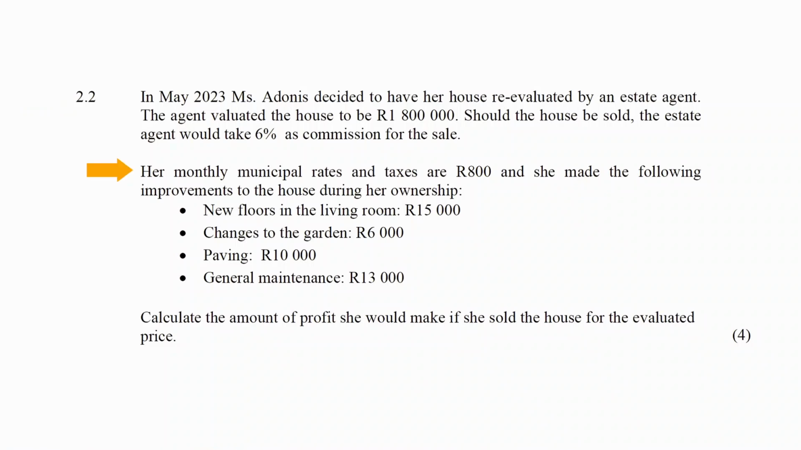Her monthly municipality rates and taxes are 800 Rand, and she made the following improvements to her house during her ownership. New floors in the living room, 15,000 Rand. Changes to her garden at 6,000 Rand. Paving, 10,000 Rand. And general maintenance, 13,000 Rand. You have to calculate the amount of profit she would make if she sold the house for the evaluated price.